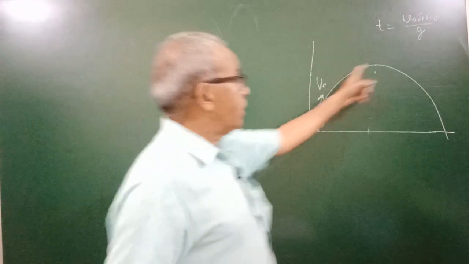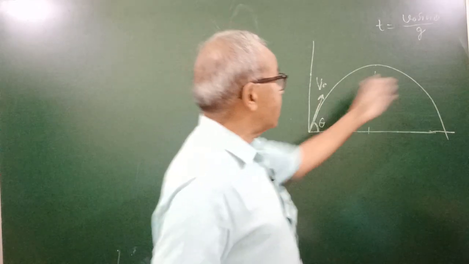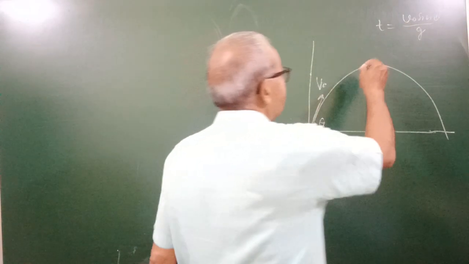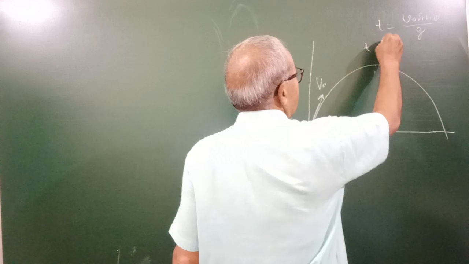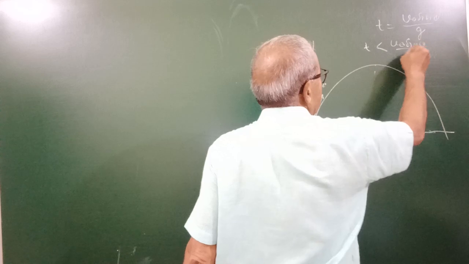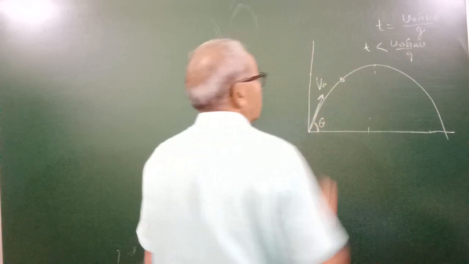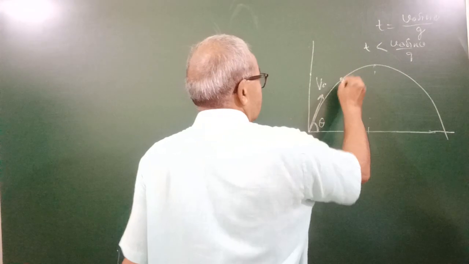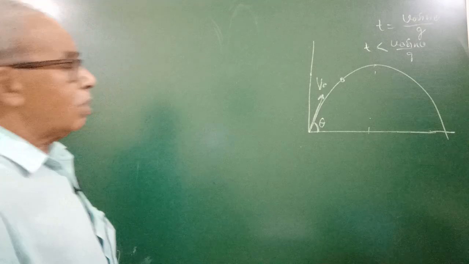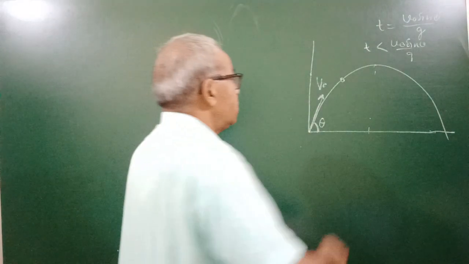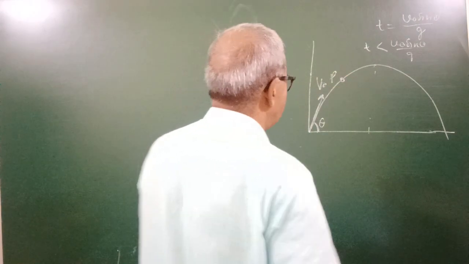The time taken to complete the trajectory, the time of flight, is 2v0 sin theta upon g. For time t less than v0 sin theta upon g, it means the particle is somewhere here. What is the angular momentum at this point P here? There are options actually given, it is a multiple choice question. So at this point P, what is the angular momentum?